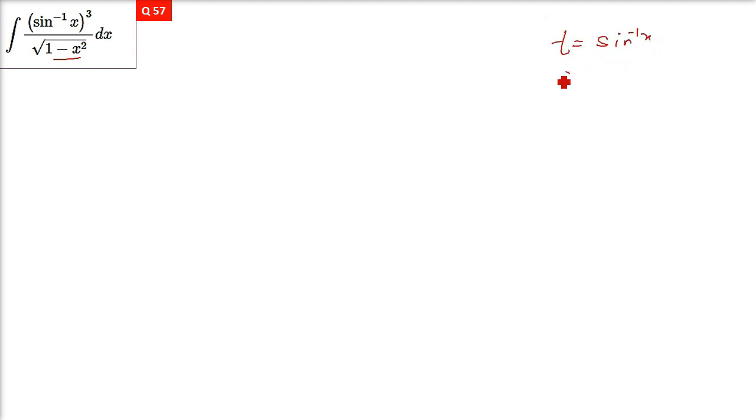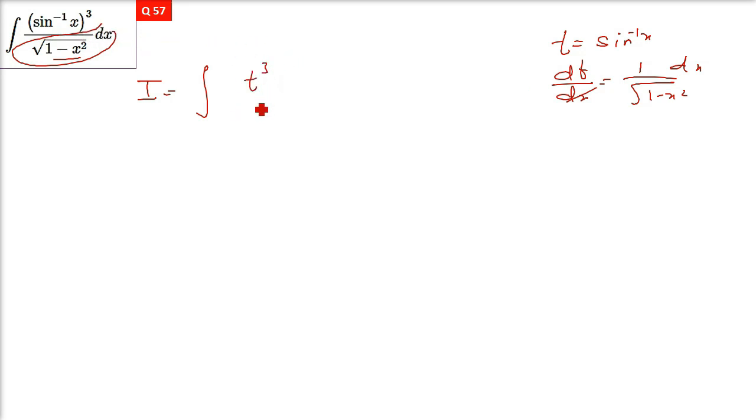So just assume t equals sine inverse x, differentiate it. You will get 1 by under root 1 minus x square dx on the right hand side. So this whole is dt. And how about the sine inverse x? It was already taken as t. So this will be t cube, and this dx by under root 1 minus x square will be dt.